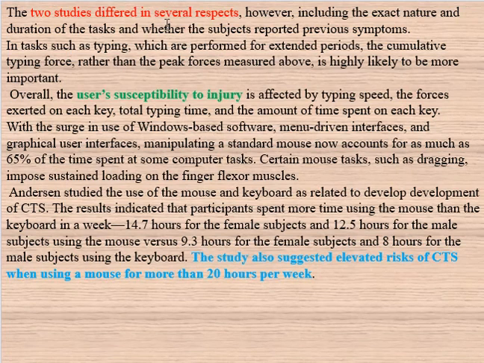The two studies differ in several respects, however, including the exact nature and duration of the task and whether the subjects reported previous symptoms. In tasks such as typing, which are performed for extended periods of time, the cumulative typing force rather than the peak force measured above is highly likely to be more important. The user's susceptibility to injury is affected by the typing speed, the force exerted on each key, the total typing time, and the amount of time spent on each key.